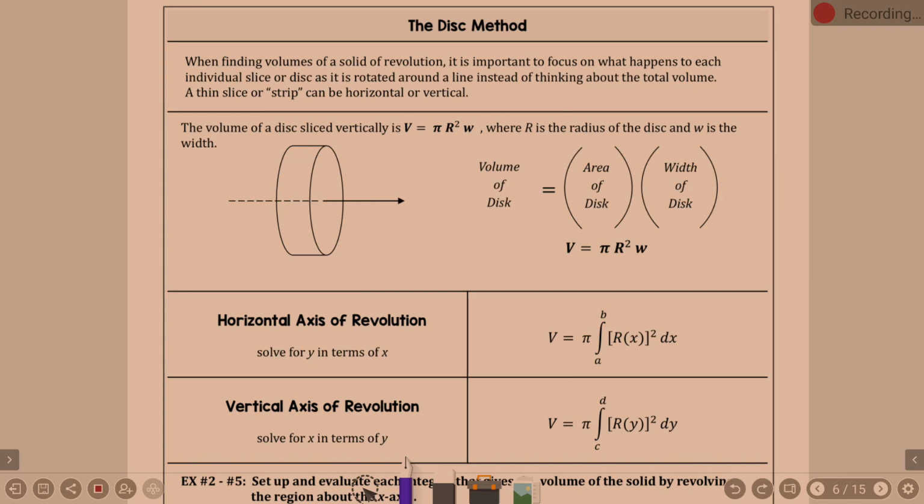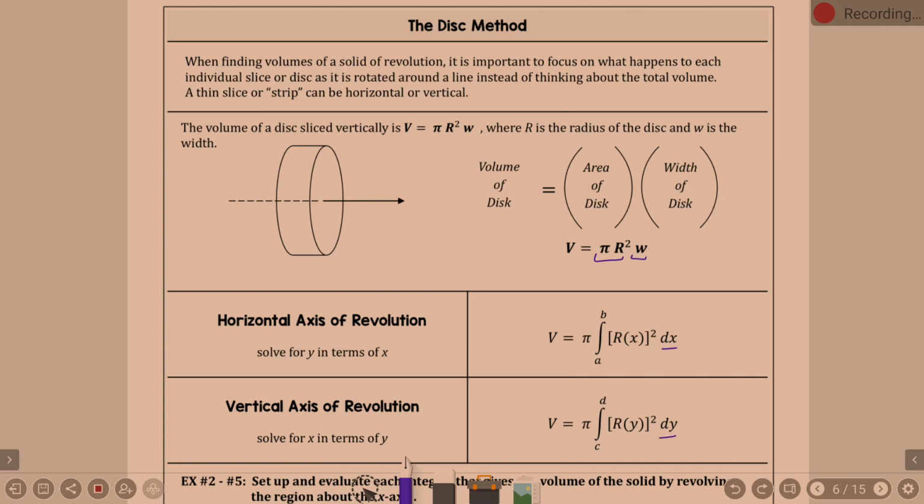The volume of a disc sliced vertically is V equals pi r squared W, where r is the radius of the disk, and w is the width of the disk. So in other words, we're still just talking about area of a circle. When we start talking about the width, it's a cylinder, right? So in order to do volume of a cylinder, it's area of the circle times the height. So you've got area of the disk, which is the pi r squared times the width of the disk. Well, the width of the disk is represented as your dx or dy.